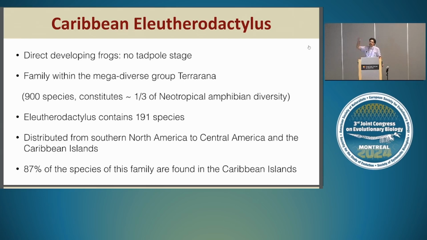Terrarana is found throughout the southern US, throughout all of Mexico, which is part of North America, and Central America and South America. Terrarana is super diverse. They've got like 900 species. They represent about a third of all American tropical diversity. Eleutherodactylus is part of that group. So they're found from southern United States through Mexico and a bit of Central America. But they're also found in the Caribbean, and that's where most of their diversity is found. So more than 80% of all Eleutherodactylus are found in the Caribbean.